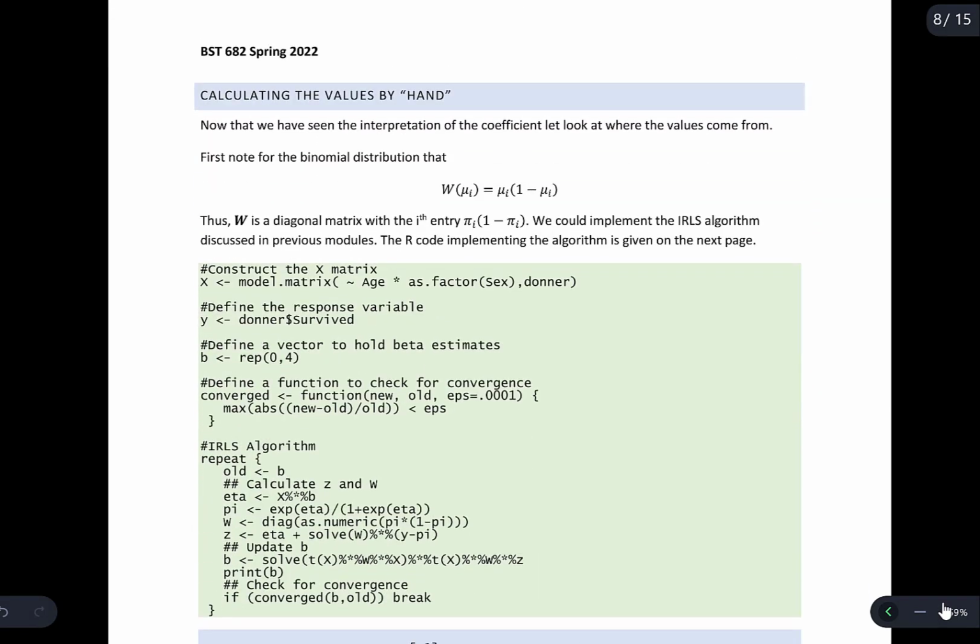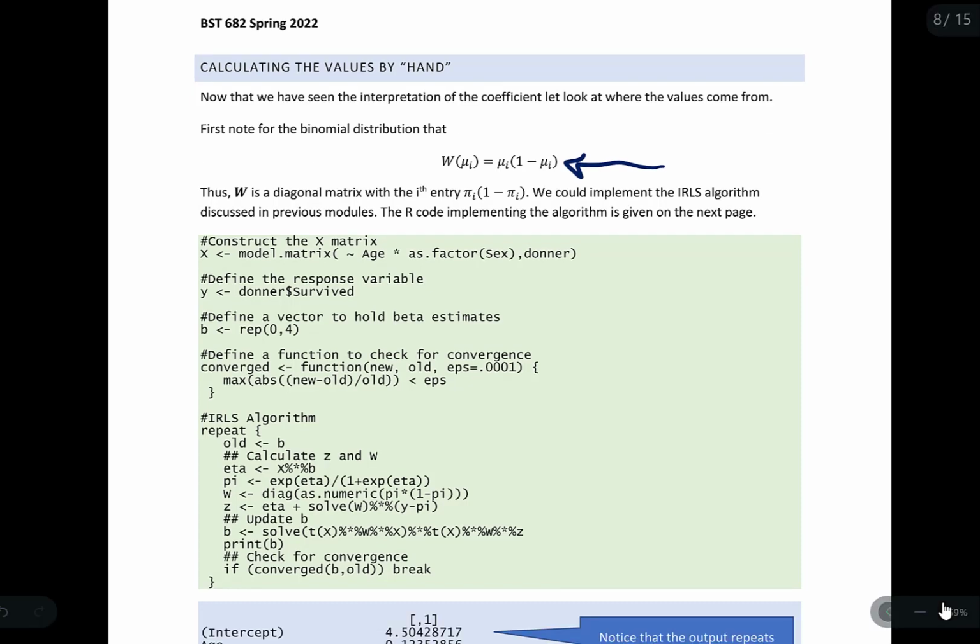Now, how could we calculate those estimates by hand? And here I have "hand" in quotation marks because we're really going to use R to do it, but it's a good exercise to see where these are coming from. So note for the binomial distribution, when we looked at the weight matrix, we had the following. And we could implement that iterative least squares algorithm discussed in the previous modules. And so here's what this would look like.